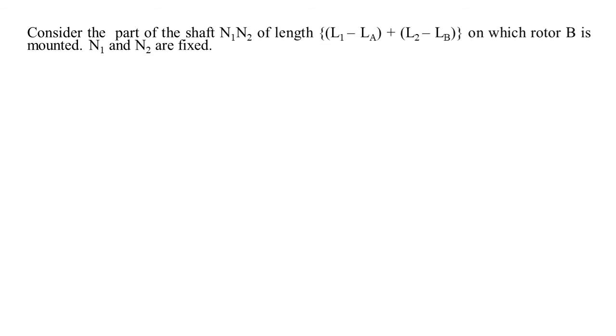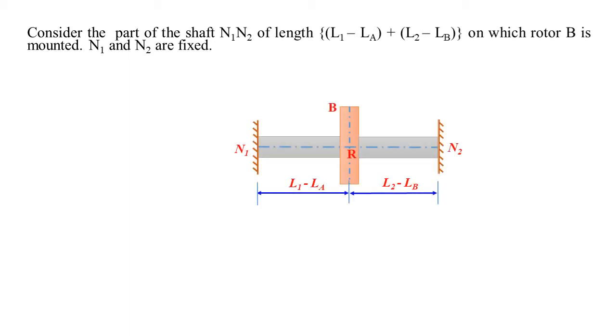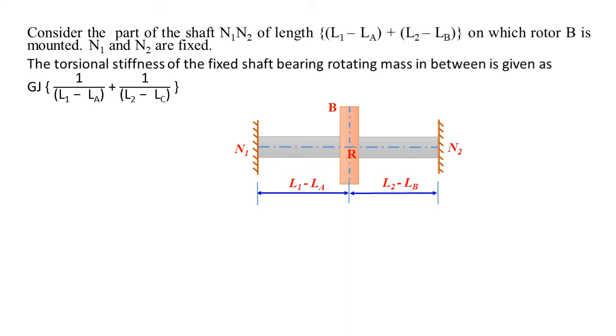Consider the part of the shaft N1N2 of length l1 minus LA plus l2 minus LC on which rotor B is mounted. N1 and N2 are fixed ends. The torsional stiffness of the fixed shaft bearing rotating mass in between is given as GJ into 1 by l1 minus LA plus 1 by l2 minus LC.